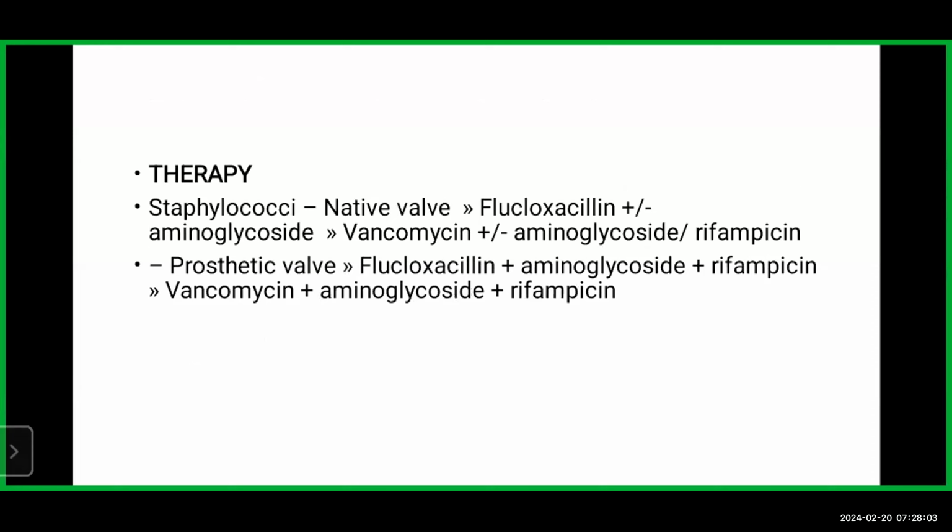Okay, so for this patient that has staphylococcal endocarditis, we want to use flucloxacillin. That's the drug of choice. Flucloxacillin is for native valve endocarditis. We'll have to get that from the history. Okay, flucloxacillin with or without an aminoglycoside. You can also use vancomycin with or without aminoglycoside or rifampicin. For patients with prosthetic valve endocarditis, we use flucloxacillin and aminoglycoside and rifampicin. We could also use the other alternative as seen there.